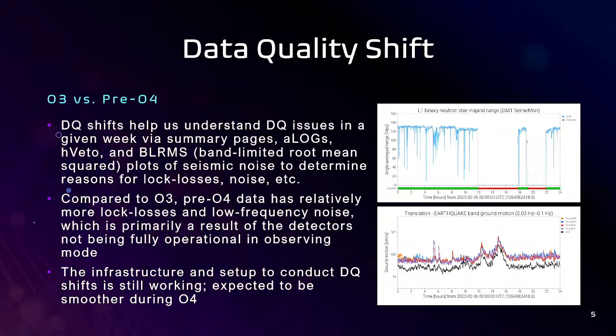mode. So what we kind of got out of this is essentially that the infrastructure and setup that LIGO has for conducting data quality shifts is working. It works. We can look at it and get the information we need for the data quality shifts. But we're going to expect it to go a lot more smoothly and have a lot more to work with during the O4 observing run because they will actually be in observing mode instead of being down so often for maintenance and things like that.